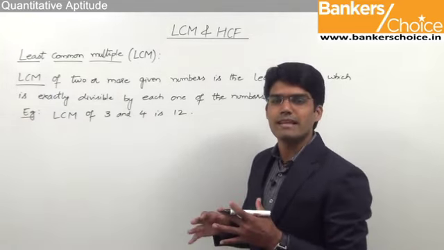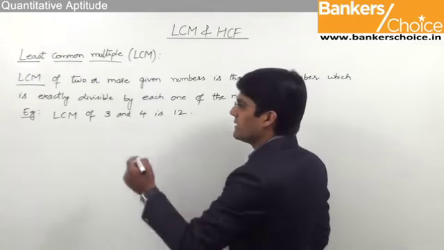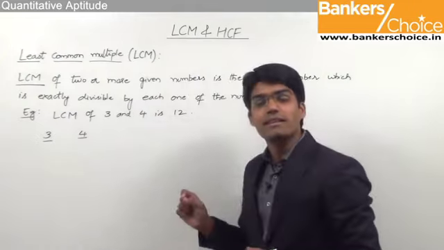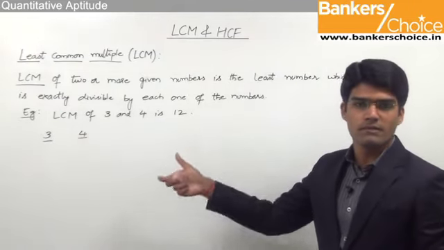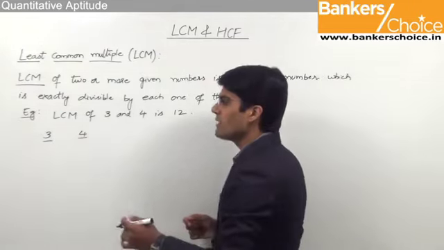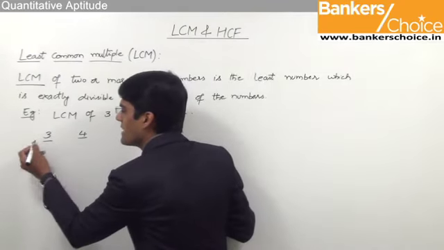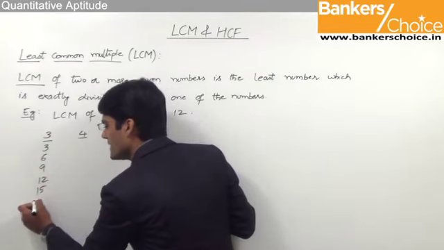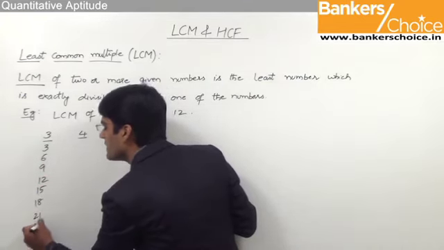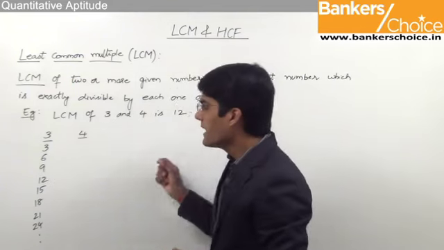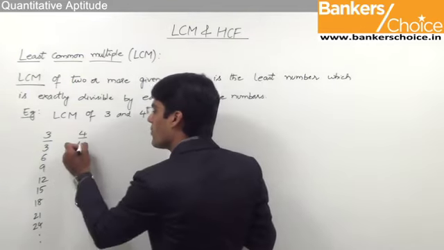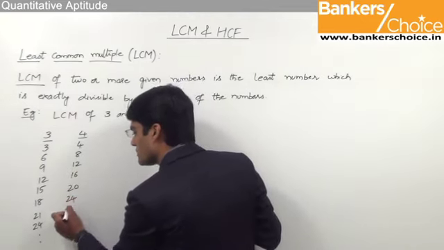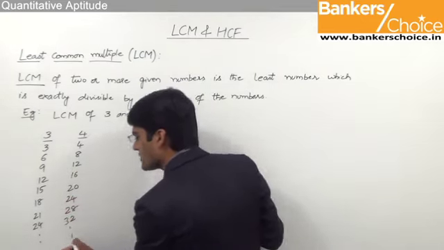Let us try to understand LCM in an illustrative manner. The given numbers here are 3 and 4, and we are supposed to find out the least common multiple of 3 and 4. Let us write down the multiples of 3. As we have discussed earlier, multiples of 3 are 3, 6, 9, 12, 15, 18, 21, 24 and so on. Similarly, the multiples of 4 are 4, 8, 12, 16, 20, 24, 28, 32 and so on.